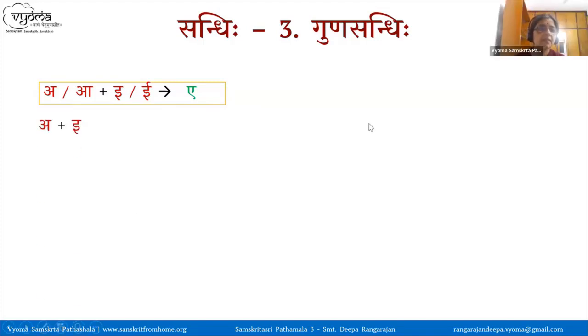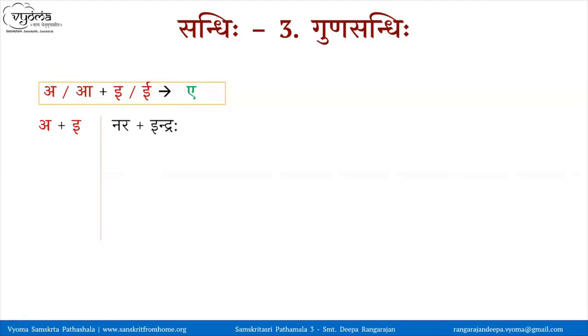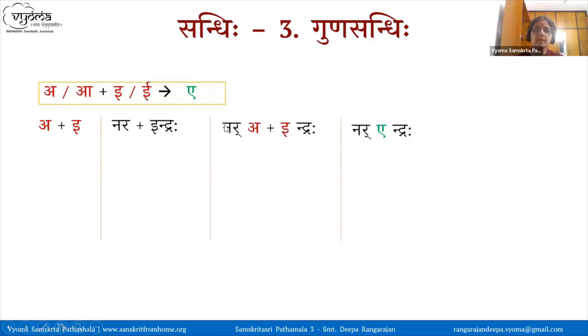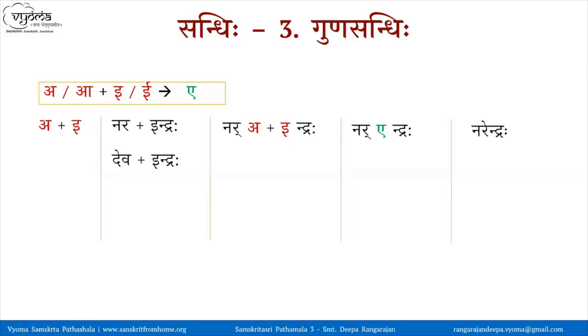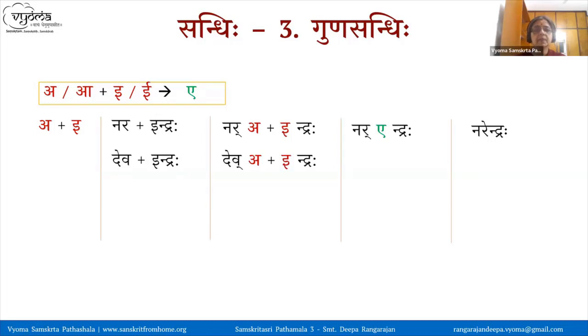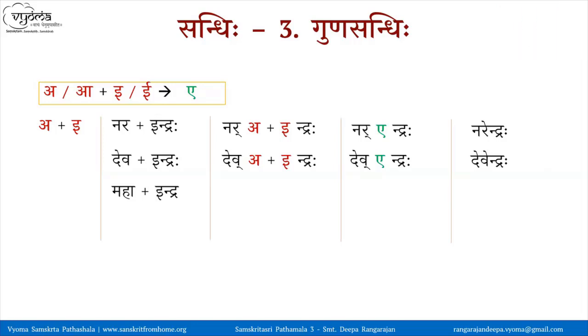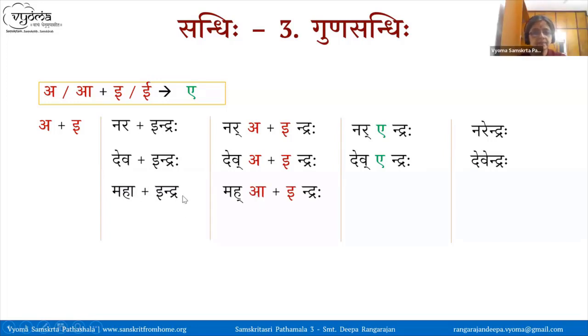The first one is Nara plus Indra, Narendra. So there is Akara at the end of Nara and I at the beginning of Indra. Together they have become Narendra. A and I become E. Narendra. Similarly, Deva plus Indra, A plus I, Devendra. Maha plus Indra, Mahendra. Here also the visarga should have been there. Mahendra.